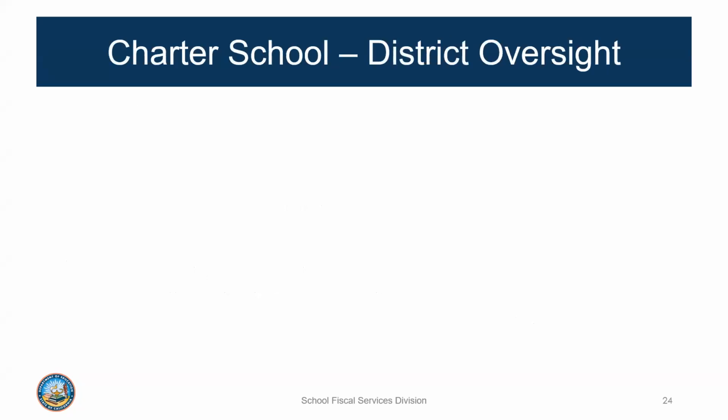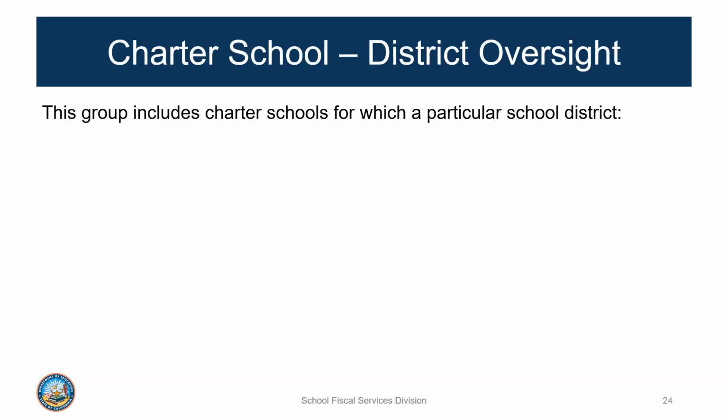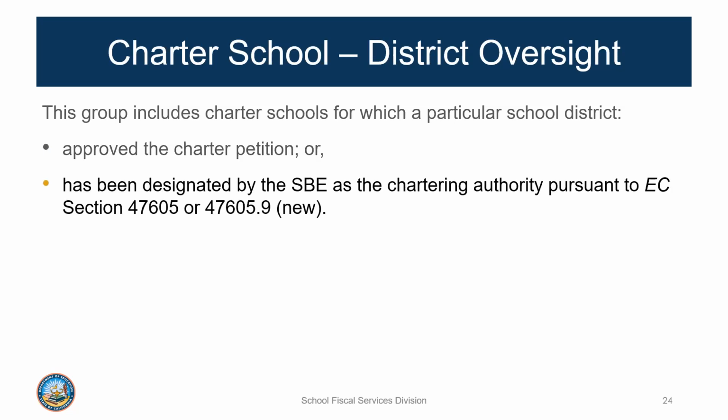Now we'll talk about the second group of charters, which is charter school district oversight. So this group includes charter schools for which a particular district has approved the charter petition or has been designated by the SBE as the chartering authority pursuant to the new rules adopted by Assembly Bills 1505 and 1507. So for this current fiscal year, we do not have any of such schools in the state.